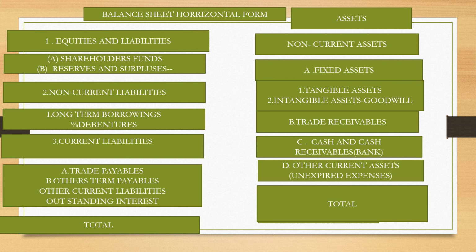Then cash and cash equivalents. Cash, which is the money we have with us, and whatever money we have in the bank. That is cash equivalents. We can receive from the bank. Or short-term notes, which we are to get from the debtors. Other current assets, that is unexpired expenses. What are unexpired expenses? Prepaid expenses: prepaid rent, prepaid insurance, prepaid wages and salaries. So they come under other current assets. If you prepare it thoroughly, you can easily do the balance sheet of the company.